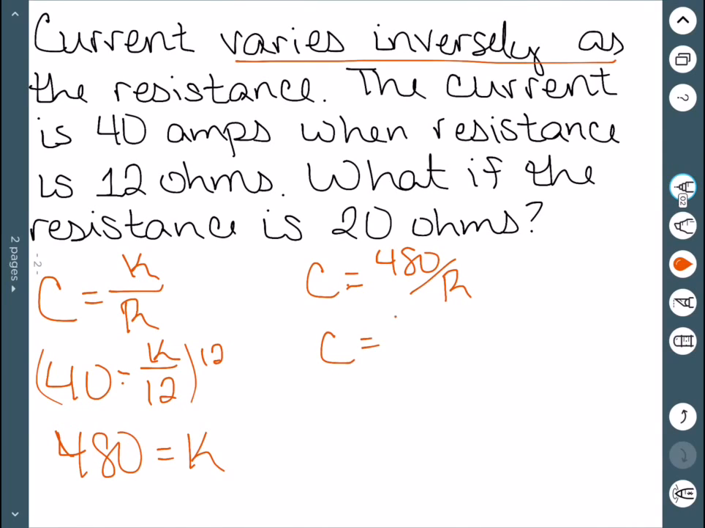I want to know what happens when my resistance is 20 ohms. So we can stick that in for R, and dividing gives that we will have a current of 24 amps.